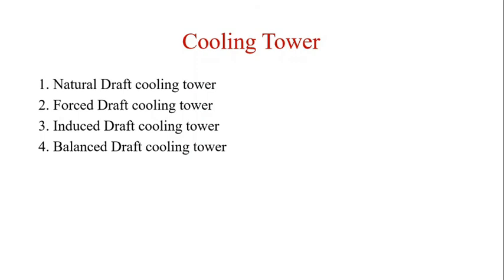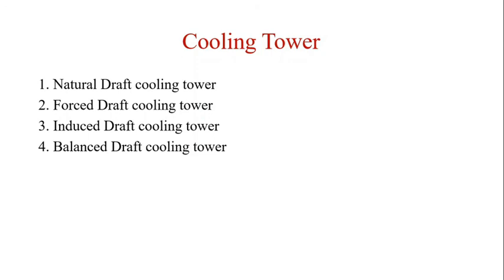The cooling towers can be classified into natural draft cooling tower, forced draft cooling tower, induced draft cooling towers, and balanced draft cooling towers. In the first, natural draft cooling towers, natural air is used to cool the steam. In the forced, mechanical arrangement is made to cool the vapor or steam forcefully.